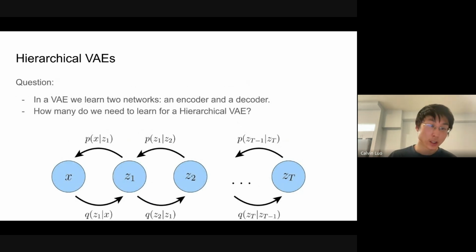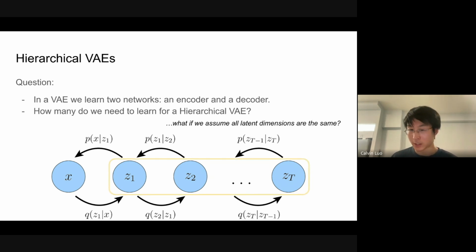And a big question is, in a VAE, we learn two networks. We learn an encoder and a decoder. How many do we need to learn for a hierarchical VAE with, let's say, T latent hierarchies? Naively, each of these encoders on the bottom, each of the decoders on the top, those black arrows, require their own model. So in the most naive situation, we would learn T encoders and T decoders, so 2T total neural networks, which can be quite prohibitively expensive.